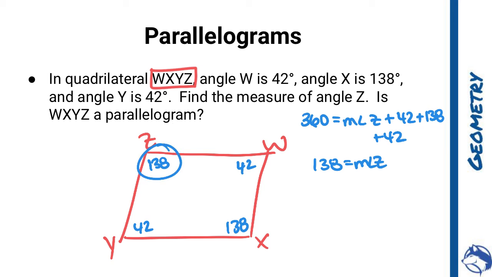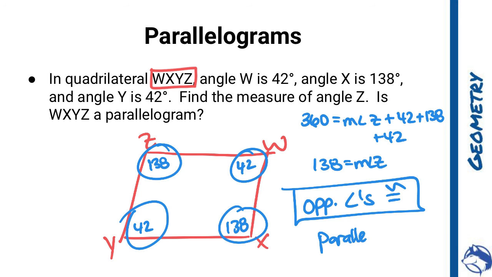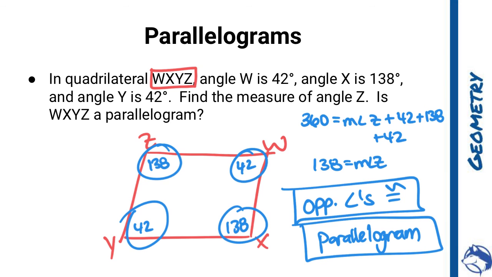And at this point, I've got opposite angles are congruent. So this means that it is a parallelogram. And so I like to get in the habit of stating which theorem I know makes it a parallelogram, and then I also write the word parallelogram just to be sure.